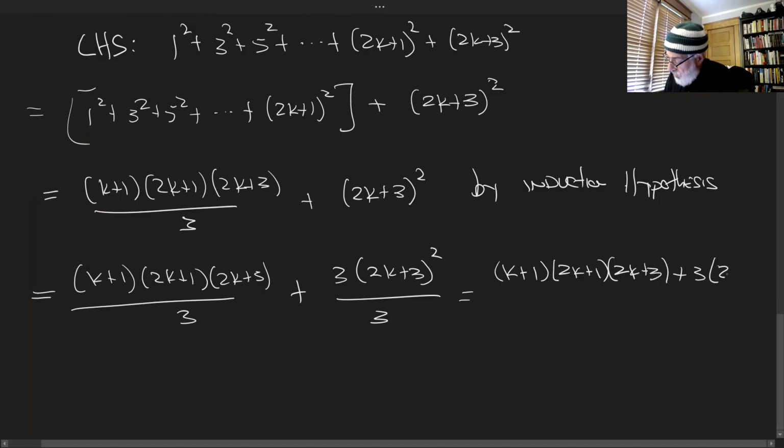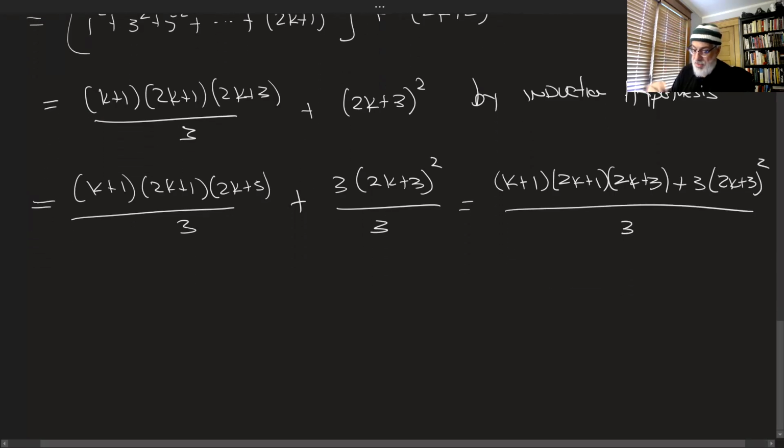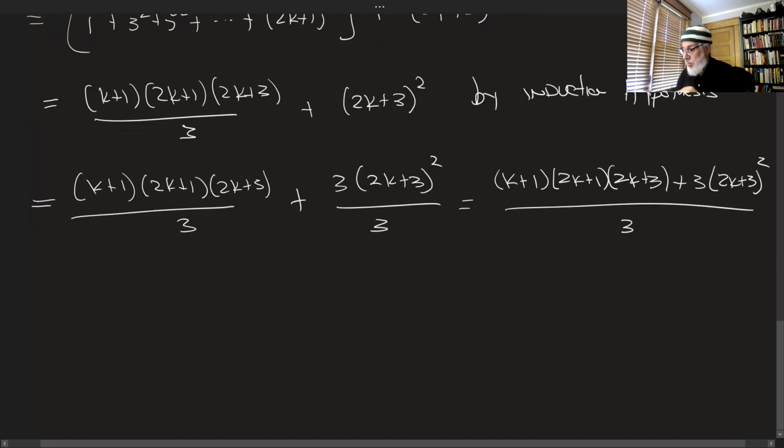So this is (2k + 3)² divided by 3. So all we really did is consolidate the top. We have a common denominator, 3. And so now we can start looking at some algebra here. We noticed that in the first top term, there's a 2k + 3, and then we're adding that to 3 times (2k + 3) squared. So let's factor out a 2k + 3.